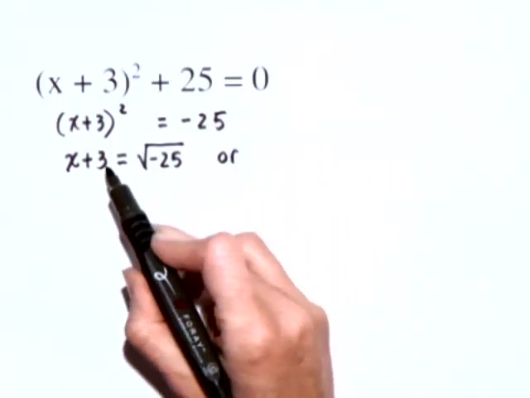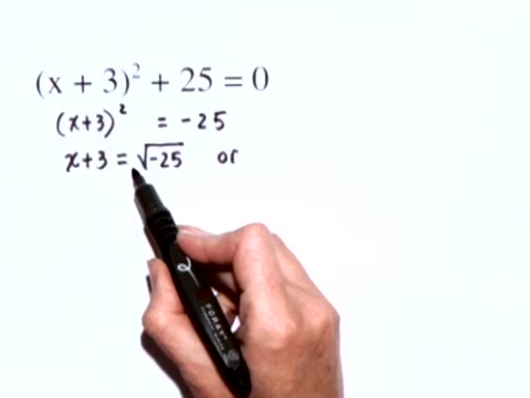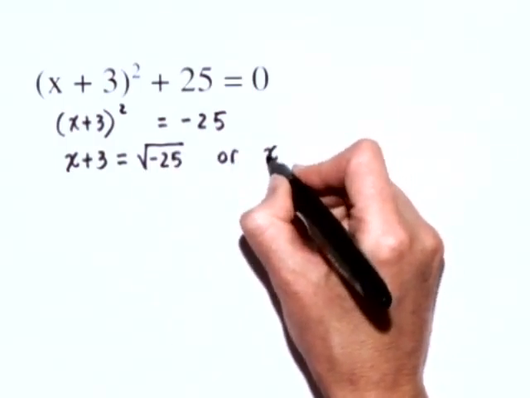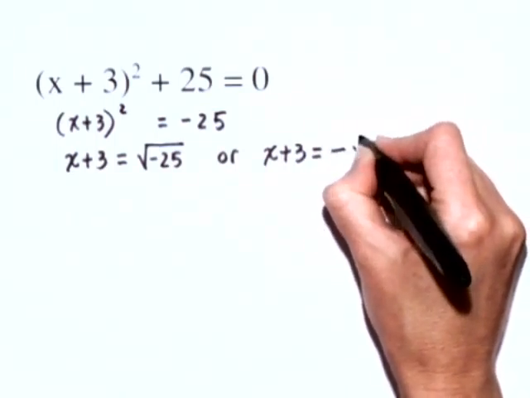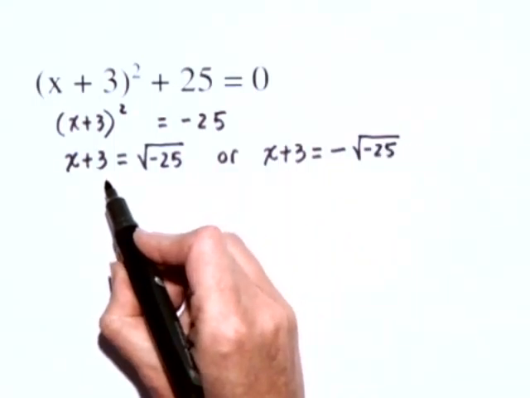Or, remember, when you apply the square root property, you want to take the positive and the negative square root of the right-hand side. So our second equation will be x plus 3 is equal to minus the square root of negative 25. Let's go back to the first equation.